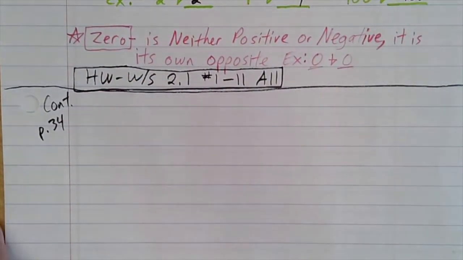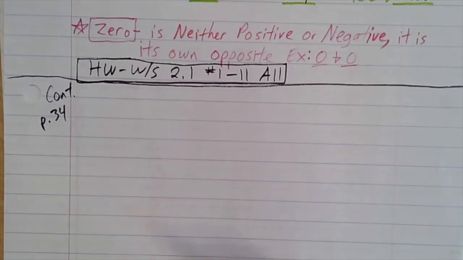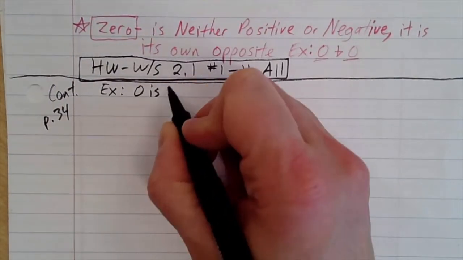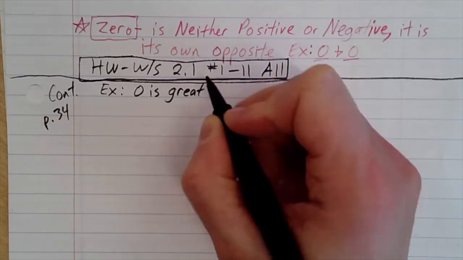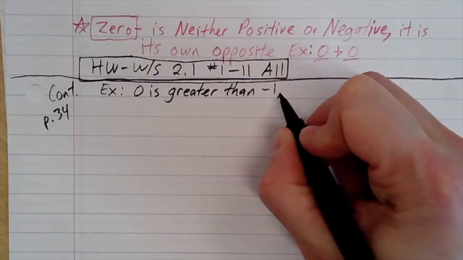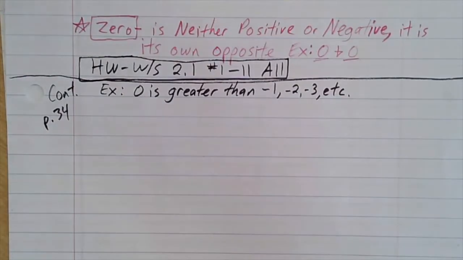We were just finishing up with 0. It's not positive or negative, it's its own opposite. So now I want to talk about an example about how 0 is greater than any negative number. So it's greater than -1, -2, -3, etc. And how does that work?